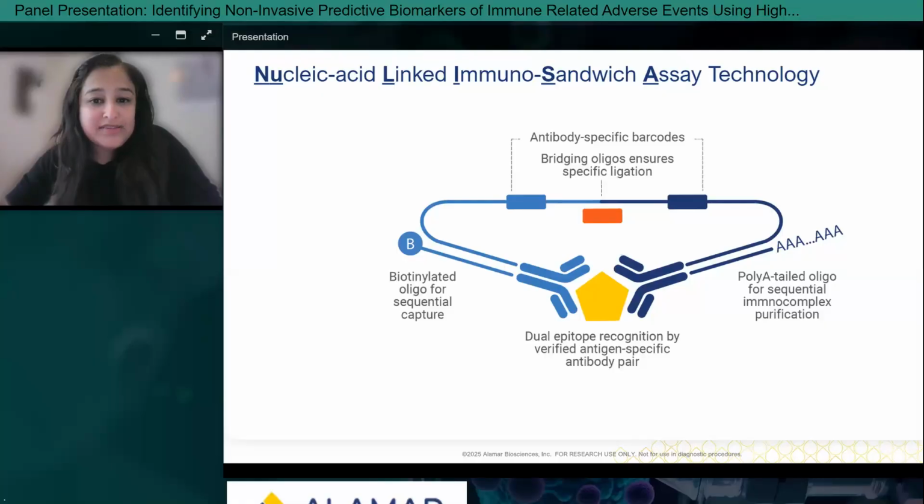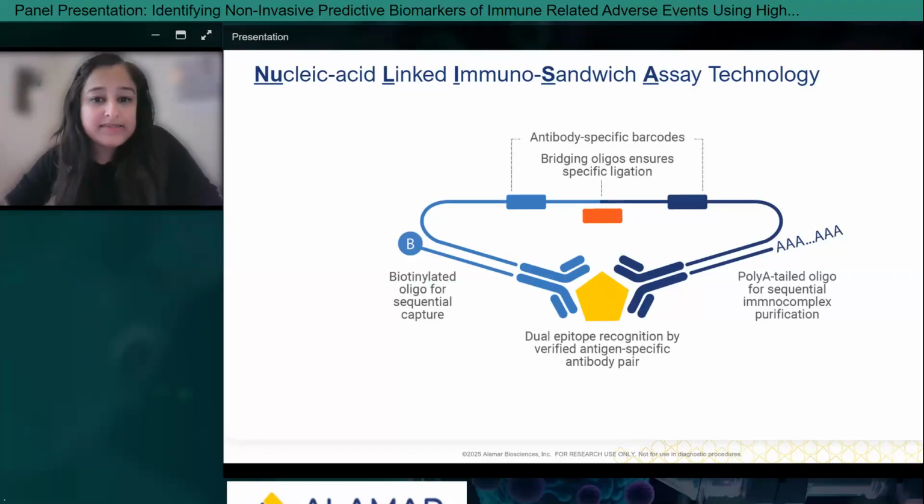Each of these antibodies is conjugated to a target barcode that's specific to the analyte of interest. And when the antibodies bind to the epitope of interest on the target, there's a proximity ligation reaction that happens, and a reporter is generated that can then be read out by either qPCR for a single-plex assay or next-gen sequencing for a multiplex assay.